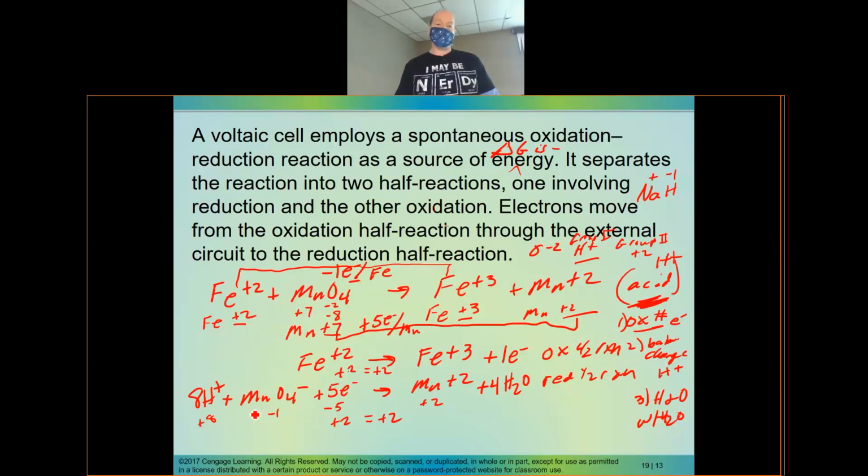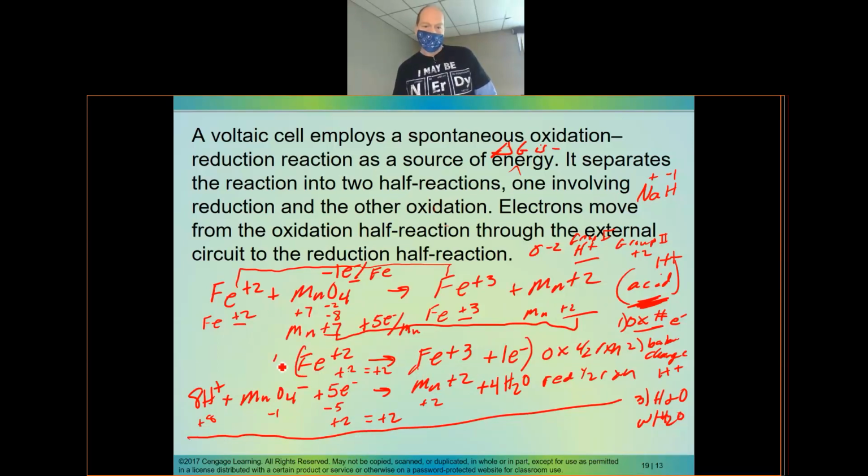Then finally, your electrons gained must equal electrons lost. All right, and so what we have to do is multiply the first one through by 5. That will give us 5 electrons lost and 5 electrons gained. So you multiply it through: 5 Fe plus 2s, 5 Fe plus 3s, 5 electrons. And so your 5 electrons are going to be subtracted from both sides.